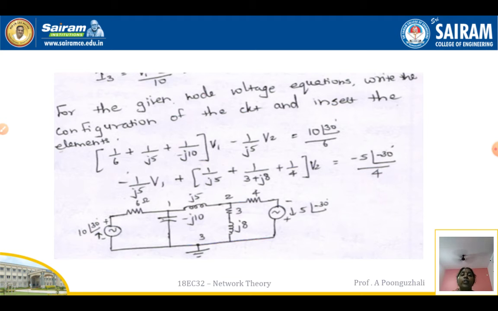Now we are going to go for node voltage equations. For the given node voltage equations, write the configuration of the circuit and insert the elements. So now we have V1, V2. That means we have 2 nodes, and we have a voltage source of 10 phase angle 30, which is going to be divided by a current source of 6. That means to the node V1 I am going to have a resistance of 6 ohms. So through this 10 phase angle 30 divided by this 6, it has been connected. So node 1 is connected.